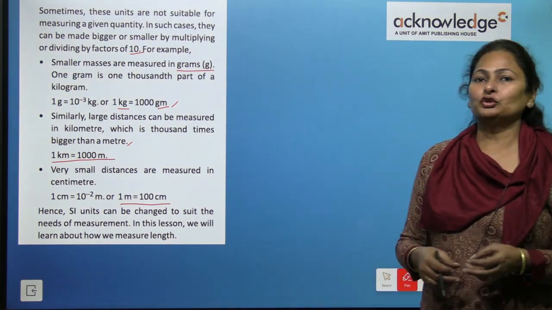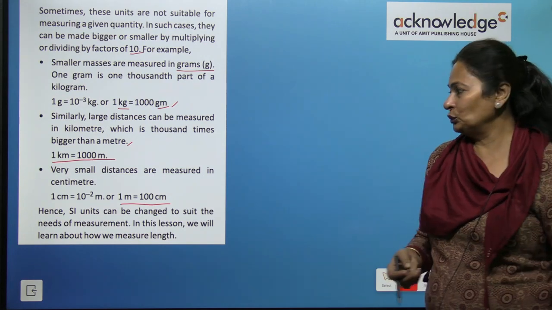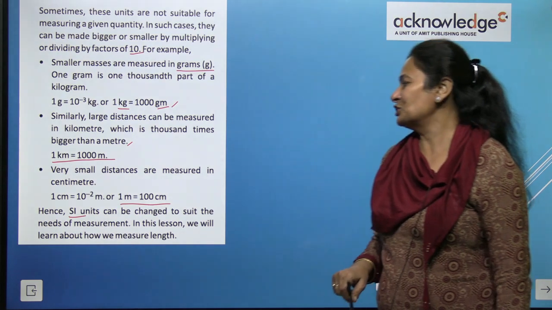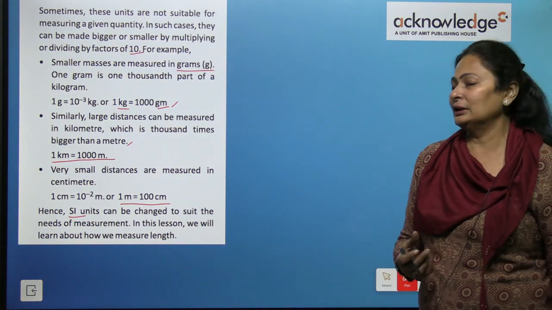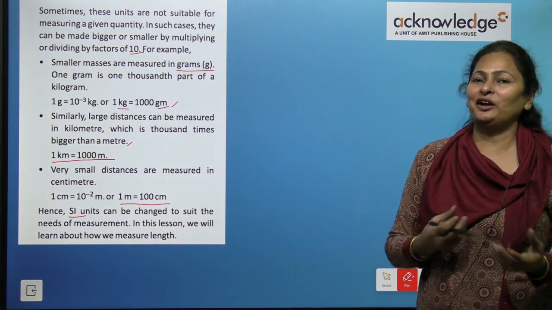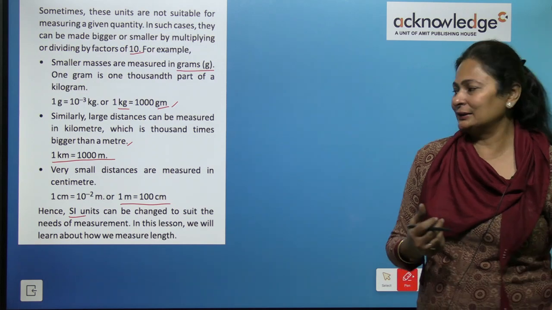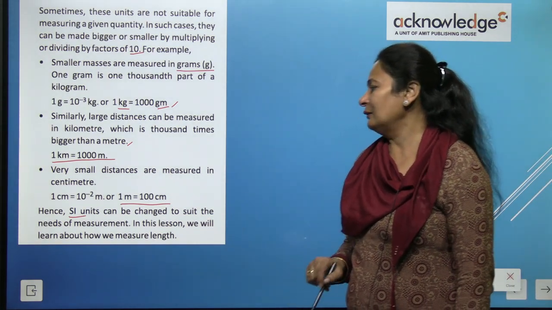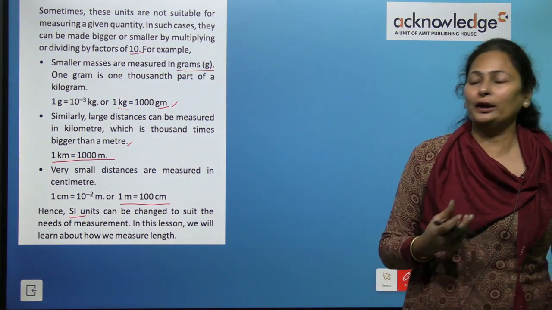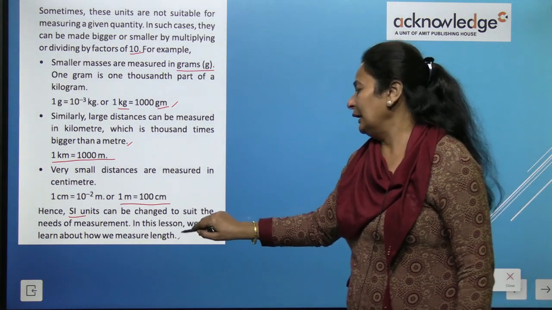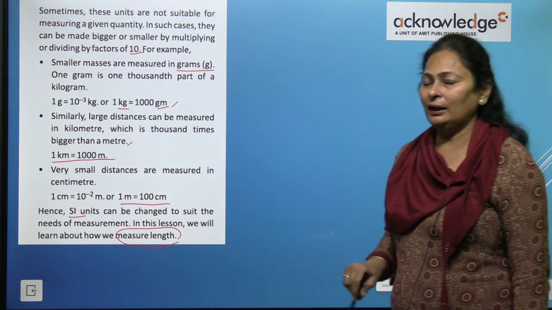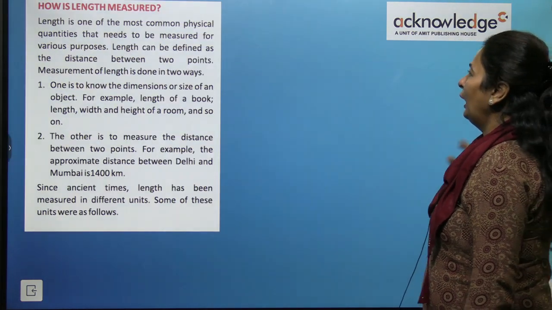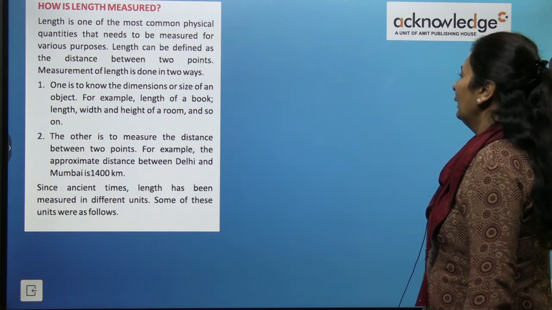Similarly, we'll move to the measuring of volume too. Hence, the SI unit can be changed to suit the needs of the measurement. We can calculate it according to our needs. So, in this lesson, we'll learn about how we measure length. We'll be talking about length here. So, let's move to this part, how length is measured.